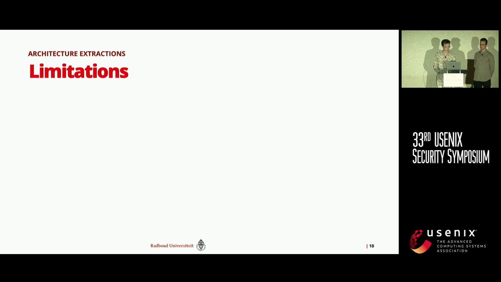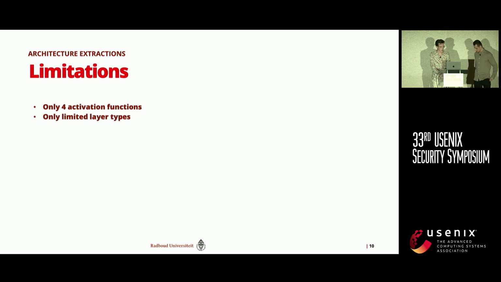All right, and then the limitations. All these architecture extraction methods have some assumptions. For instance, that only 4 activation functions are used, that only limited layer types are considered. The stride is either 1 or 2, and the kernel is always a square. And this limits the scope of the attack.